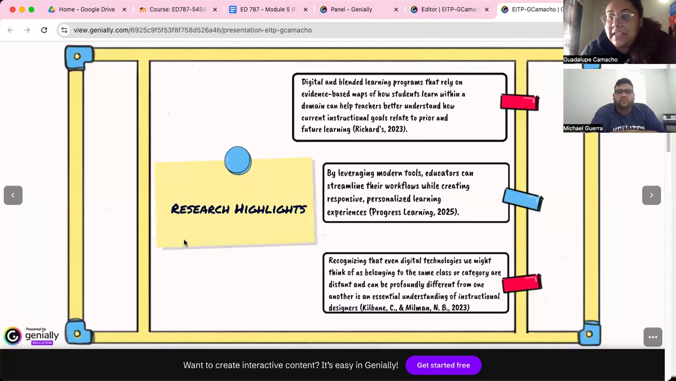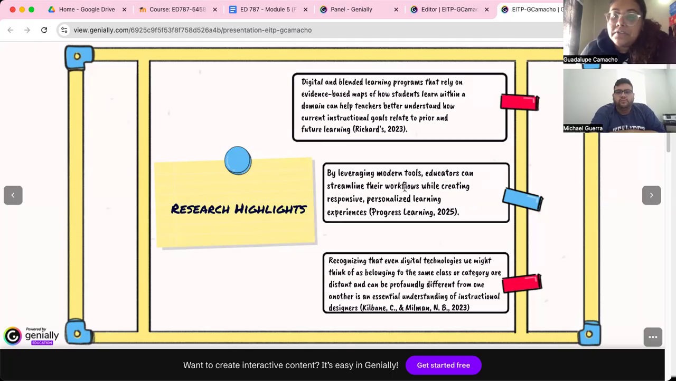We can always use that data to group our kids to make sure we're using technology accordingly, or using the right resources or assignments. Again, going back to what I said earlier, narrowing down resources and assignments that will help our students. That's one thing. And then the next one that I found interesting.